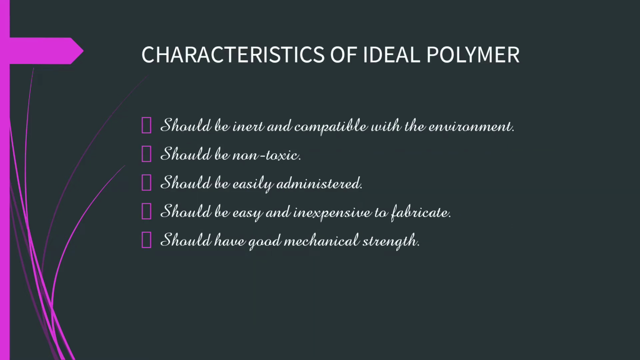Characteristics of an ideal polymer: it should be inert and compatible with the environment, should be non-toxic, should be easily administered, should be easy and inexpensive to fabricate, and should have good mechanical strength. These are the characteristics of an ideal polymer, and we have to follow these.